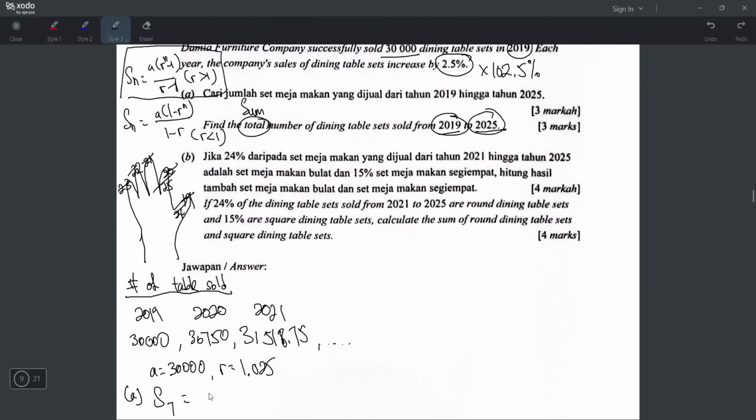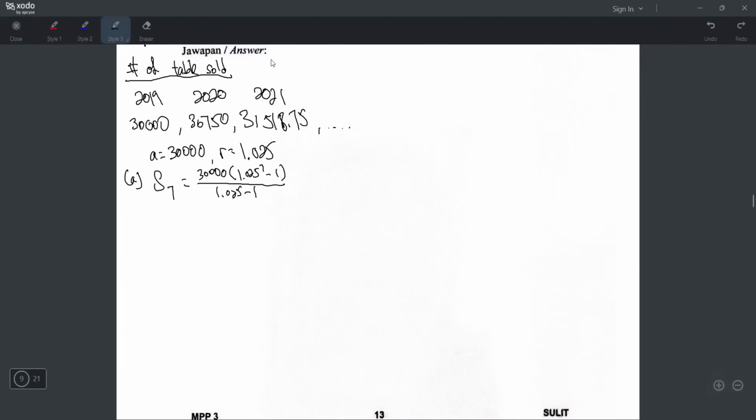So I will have to put in the A. So plug that in, 30,000. And then bracket r power n, that's going to be 1.025 power 7 minus 1. Okay, Kautim. And then over r minus 1, which is 1.025 minus 1. Now everything just depends on the calculator already. So let's press everything. 30,000 bracket 1.025 power 7 minus 1, close the bracket. Okay, I got 5660.57. But that's not the final answer. But I will just write it down first. Over 1.025 minus 1, that's going to be 0.025.